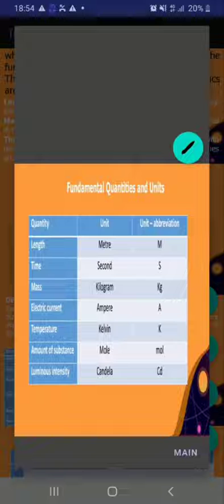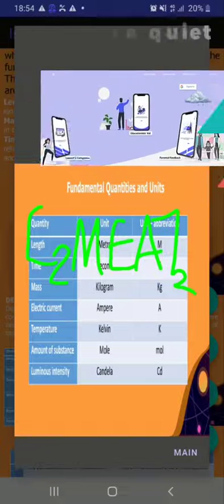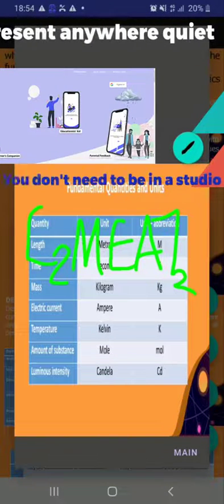A particular acronym can actually be used with respect to it, and that is L2 MEAT2. L for length, the other L for luminous intensity, M for mass, E for electric current, A for amount of a substance, T for time, and the last T for temperature.